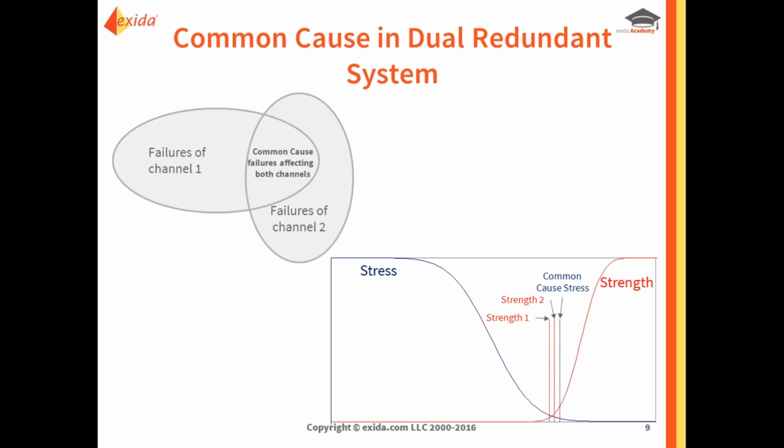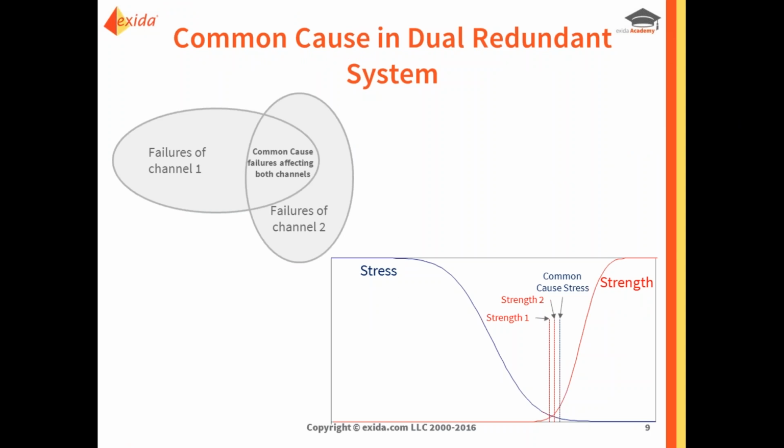All right, so let's look at that graphically. On the top left, I have this little picture where I have an overview of all the failures of a channel, channel 1, and all the failures of a second channel, channel 2, and there is a certain overlap, and that overlap is an area where both of those channels will fail at the same time due to a single stress.